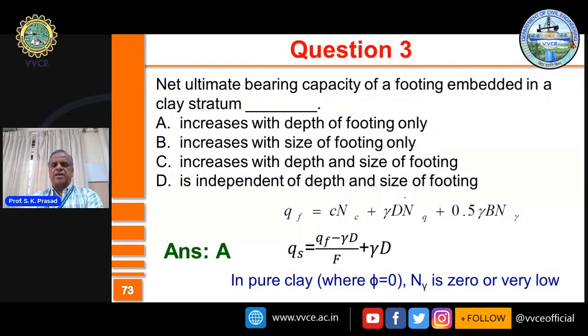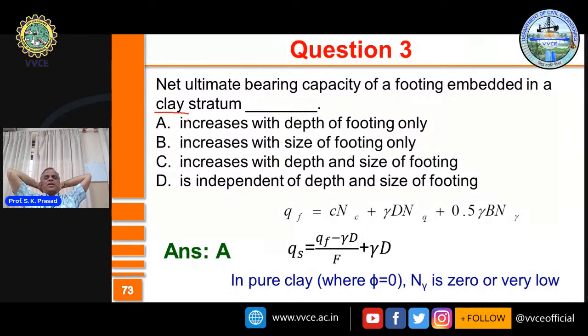Net ultimate bearing capacity of a footing embedded in a clay stratum. I want you to read the question carefully. Please note it is mentioned as clay stratum. When it is given like this, you assume that it is pure clay. Strictly it may have cohesion and friction, but whenever it is mentioned like this, assume that it is pure clay. When it is pure clay, phi will be extremely low. You can even assume it to be 0. It's only a cohesive soil.